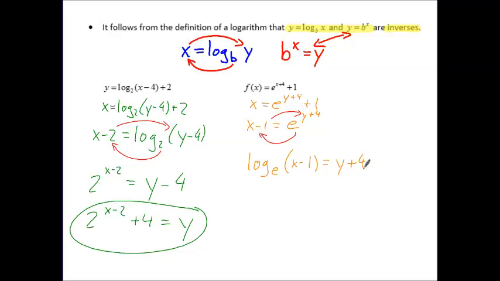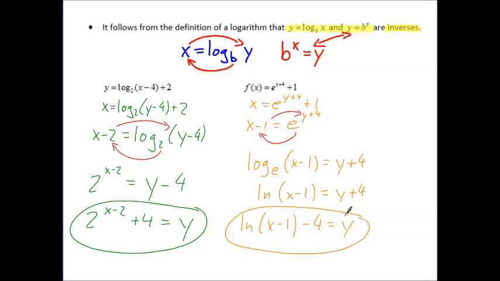Now log base e we have already discussed. That is our natural logarithm, and we also, and more commonly, abbreviate this by just writing ln. ln of x minus 1 is equal to y plus 4. We're going to solve for y, so subtract 4 in the last step. ln of x minus 1, minus 4, is equal to y. And there is our inverse function. On to our next few examples.